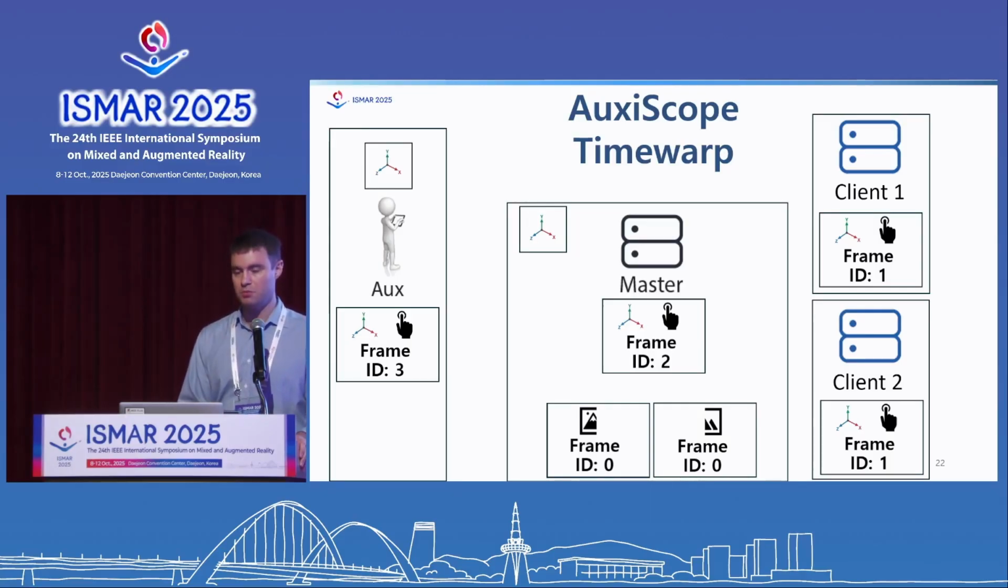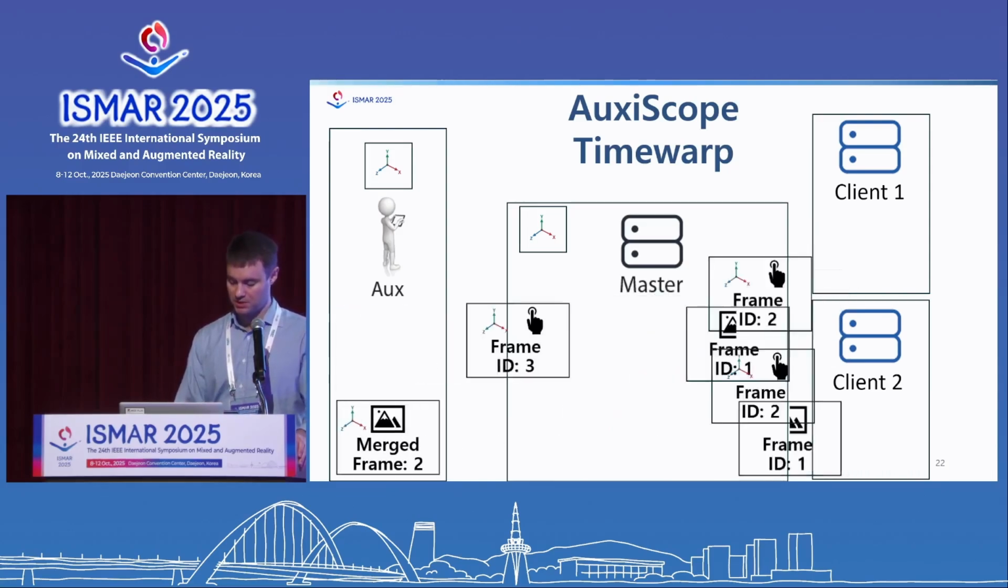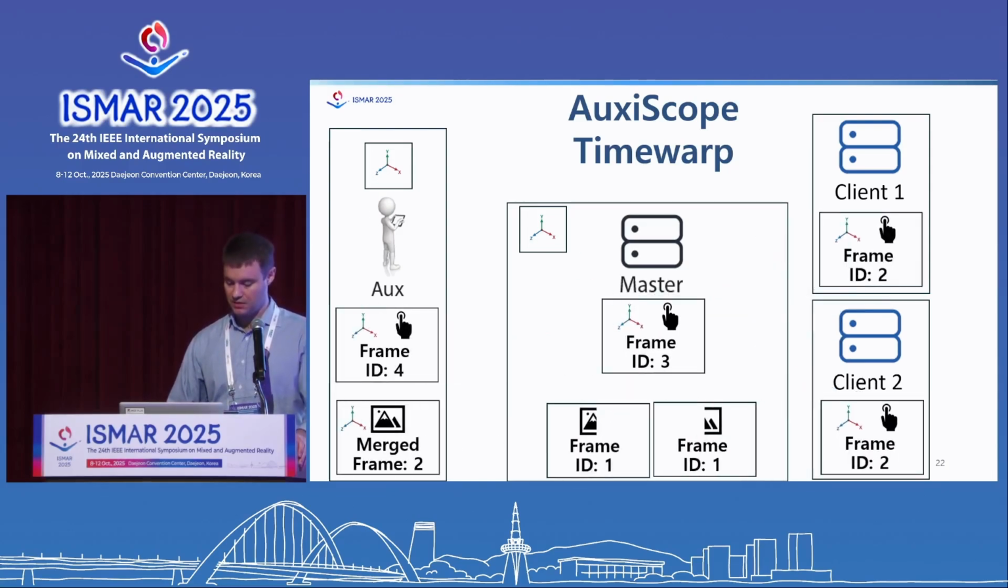So we can reproject or time warp the frame and then composite them together into a merged frame, which we give the most recent ID found on the master. The merged frame is then sent to the tablet as the previous pipeline stages continue. And once there, we do another time warp and then send the frame to be overlaid on the tablet display.